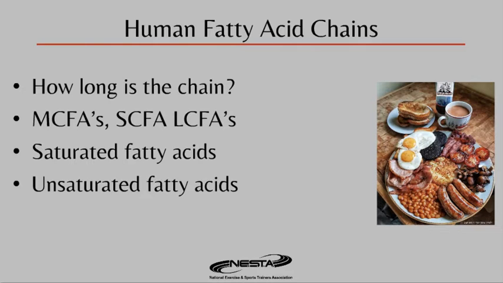With those abbreviations out of the way, let's go ahead and move on into something you're probably more familiar with, which is cholesterol.